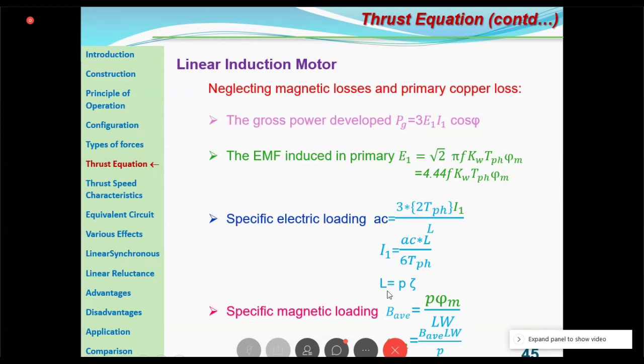And you can get the specific magnetic loading, that is the total flux around the air gap divided by the area of the flux path. So B average will be equal to P phi m divided by the area, that is L into W. So you will get phi m also.